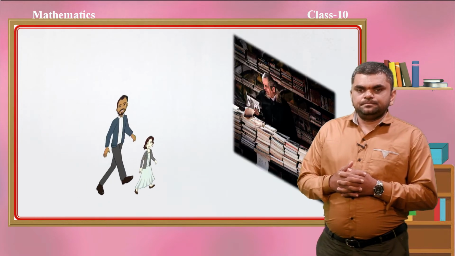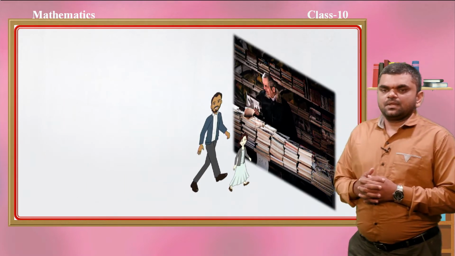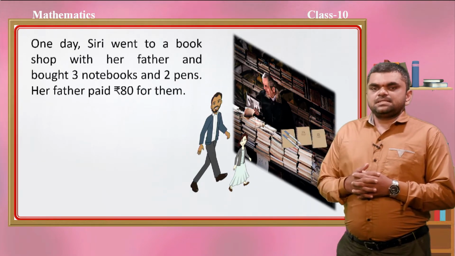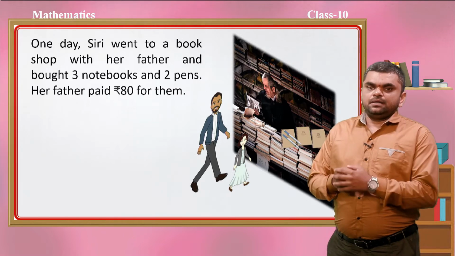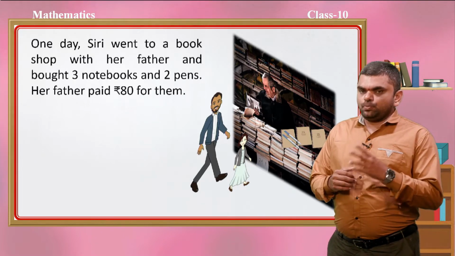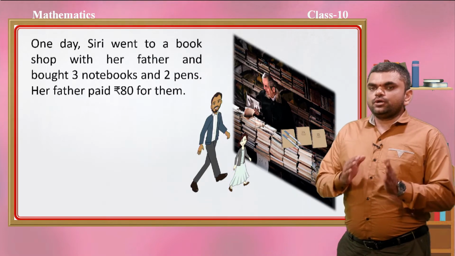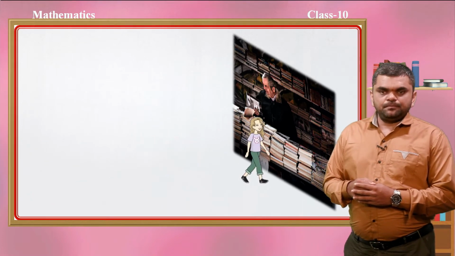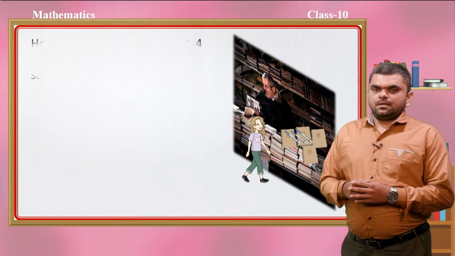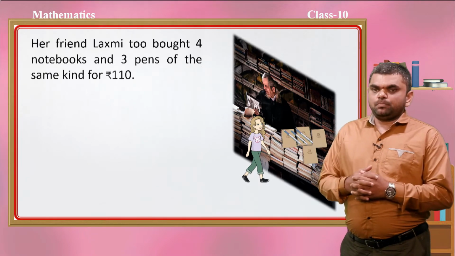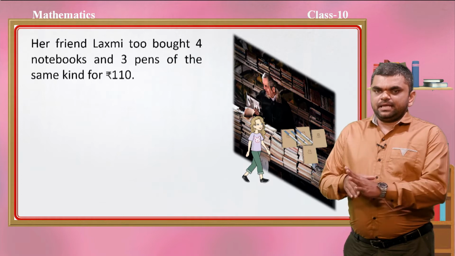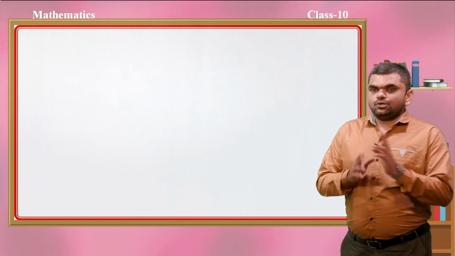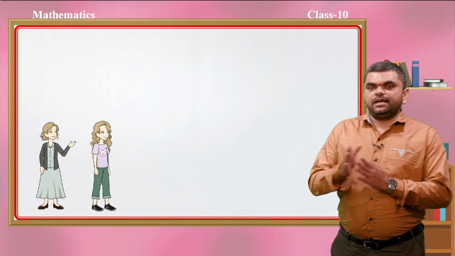Children, observe here. One day, Siri went to a bookshop with her father and bought 3 notebooks and 2 pens. Her father paid 80 rupees in total for them. But, observe here, her friend Lakshmi too bought 4 notebooks and 3 pens of the same kind for 110 rupees. Even both don't know the price of each book and each pen.